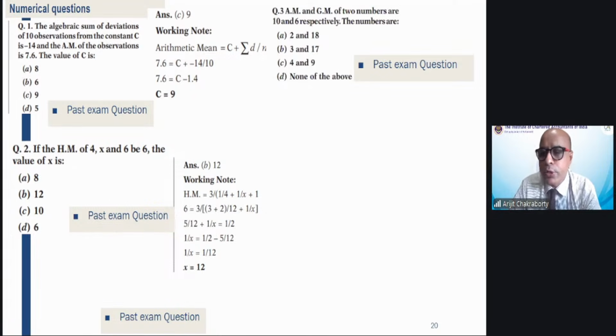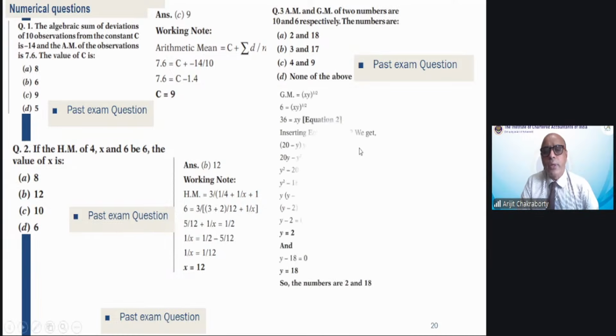Up next is question 3, AM and GM of 2 numbers. So all possible questions from all the formulas in this chapter and all mathematical relationships, we are trying to include in our discussion and solve them. Question 3, you can see a past year question. AM and GM of 2 numbers are 10 and 6. What are the numbers? So AM and GM of 2 numbers are given. What are the numbers? So question number 3.